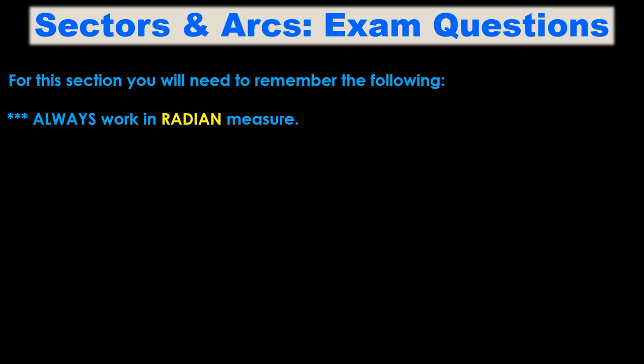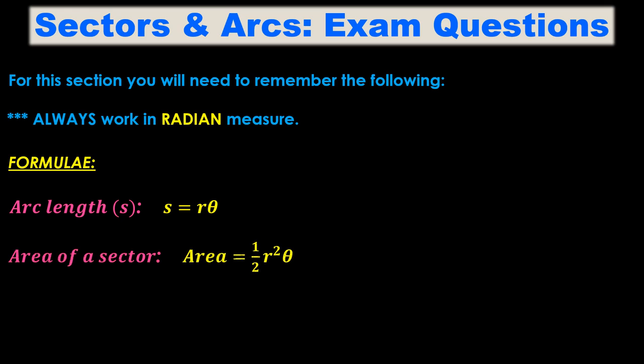First of all, you must always work in radian measure for your Further Studies paper. And secondly, you will need to recognize the formula. Now these two formulas do appear on your formula sheet, but the first one is for your arc length. So your arc length is equal to r times theta, where r is the radius and theta is the angle. And the area of the sector is going to be a half r squared theta, again where r is the radius of the circle and theta is the specific angle that you're going to use.